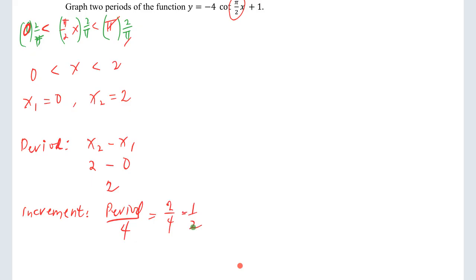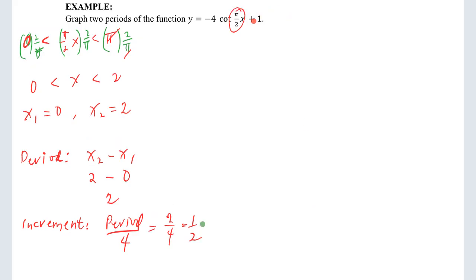Now, since we do have a value for D in this case, remember this is the value for A, this is the value for B, and this is the value for D. That means we do have the midline. Let me go ahead and draw it here. Our midline is y equal to the value of D, which in this case is 1.